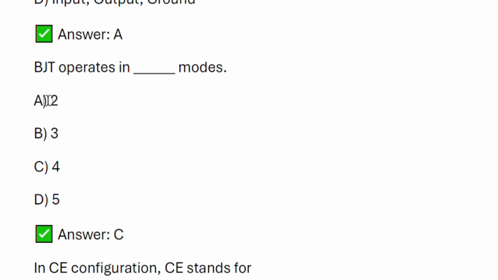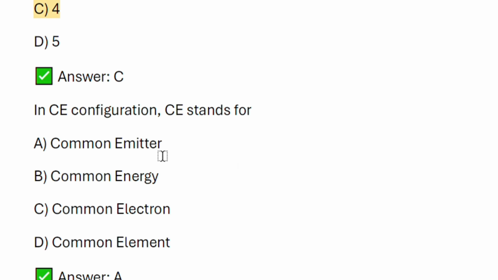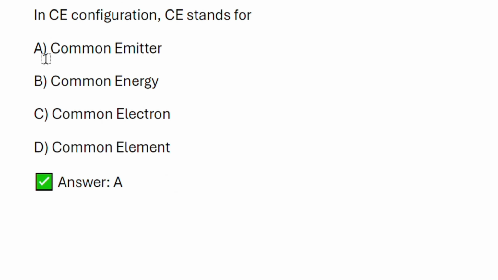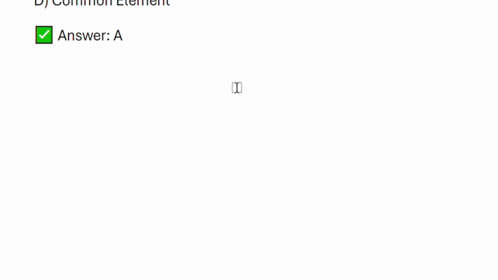Next question. BJT operates in dash modes: 2, 3, 4, 5. The correct answer is option number C. Next question. CE configuration. CE stands for common emitter, common energy, common electron, common elements. The correct answer is option number A, common emitter.